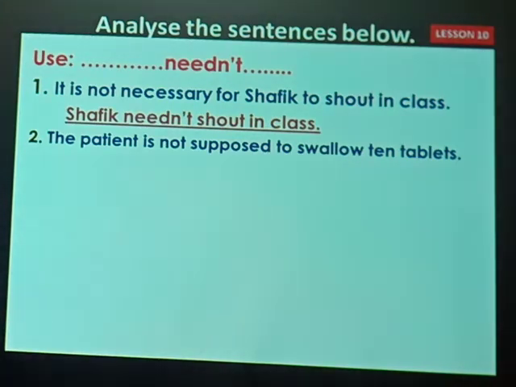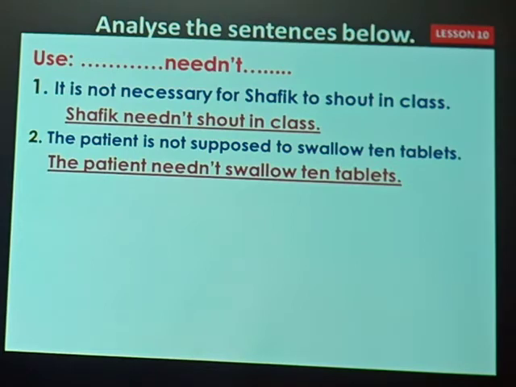Imagine the patient has been given medicine; the doctors have prescribed the medicine for the patient. And this patient wants to swallow 10 tablets, ignoring the prescription. Advise that patient. So, when we advise using needn't, we shall say, the patient needn't swallow 10 tablets. Hope you have followed that.